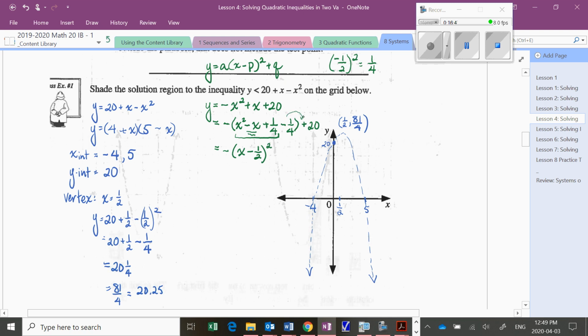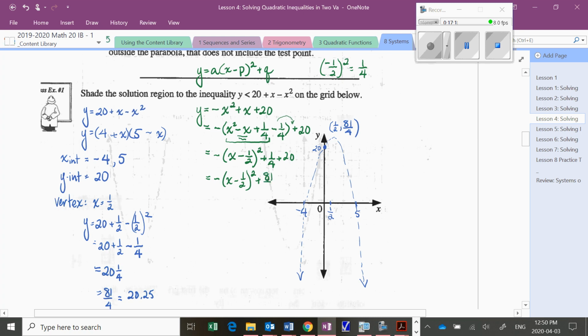and that -1/4 is going to get kicked out of the brackets, and in order to kick it out of the brackets I need to multiply it by that a value. So -1 times -1/4 is +1/4, and then plus the 20. And so that's where we get negative and x minus 1/2 all squared plus, and 1/4 plus 20 is that 20.25 or 81/4.